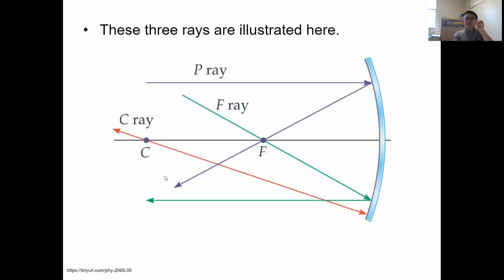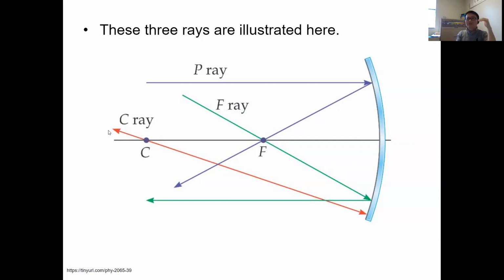Okay, so in the figure, this is what the 3 rays look like. The P ray, parallel to the principal axis, hits this point and gets reflected through the focal point. The focal ray hits this one and gets reflected parallel. This is basically the reverse of that, because ray paths are reversible. If you can go here through that, then the other way around should also be true. The center ray, or C ray, hits here in the normal direction and comes right back.